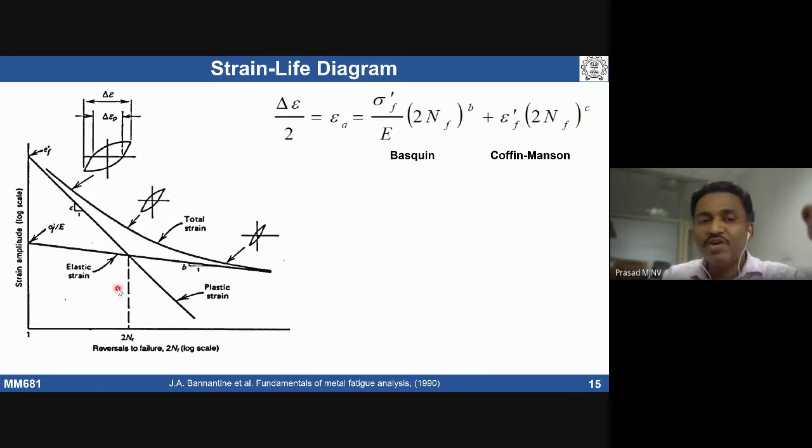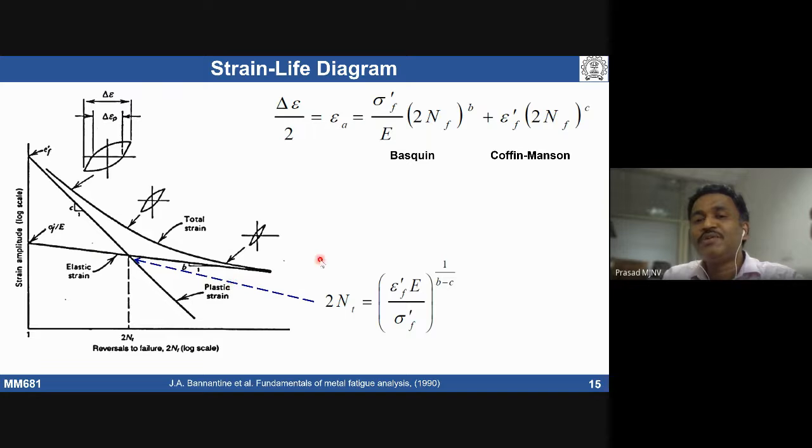If I want to get my transition number of cycles, what should I do? At the transition, what happens here? Is the strain amplitude the same for both or not? At the transition, your strain amplitude is equal. You simply equate these two equations, these two terms, and we will get the number of cycles for the transition.